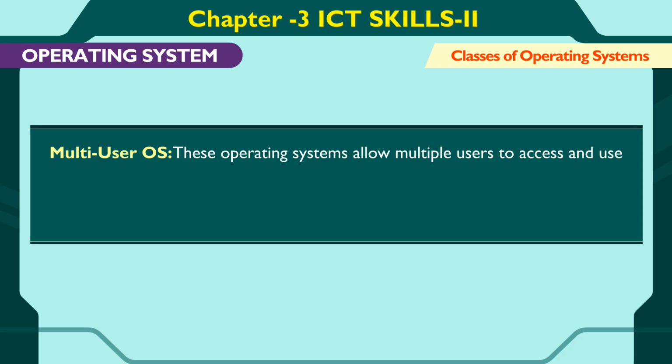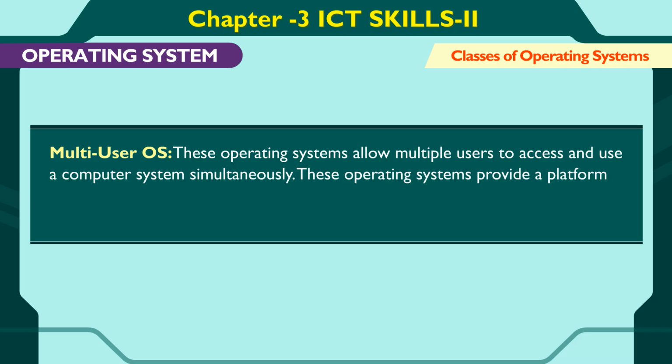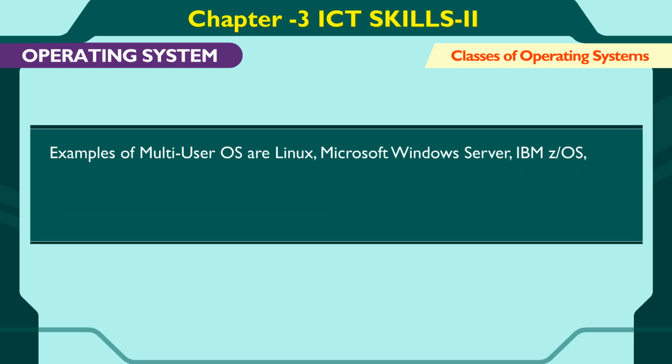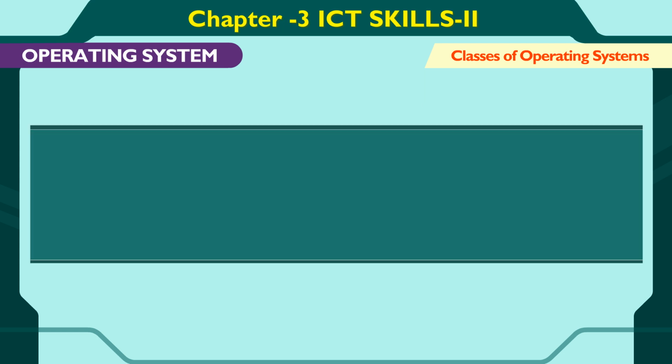Multi-user OS. These operating systems allow multiple users to access and use a computer system simultaneously. These operating systems provide a platform where multiple users can interact with the system, run applications, and share resources concurrently. Examples of multi-user OS are Linux, Microsoft Windows Server, IBM z/OS, Novell NetWare, etc.